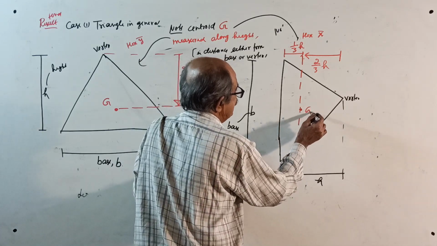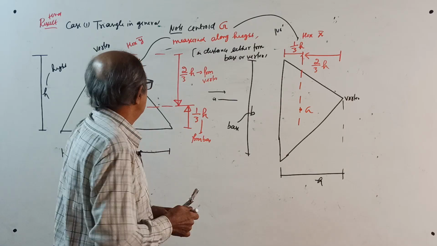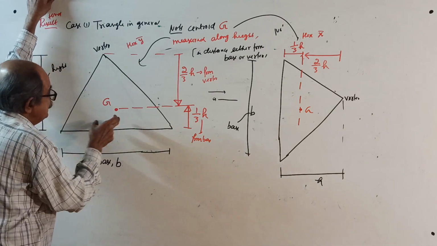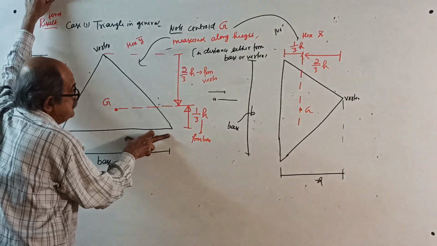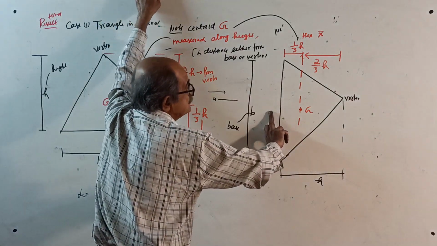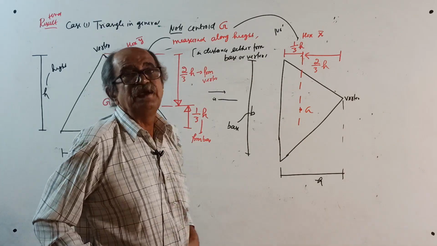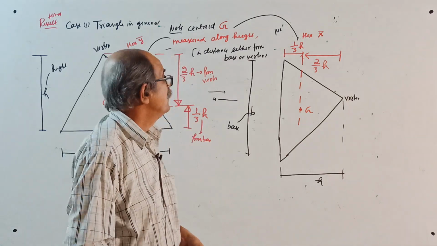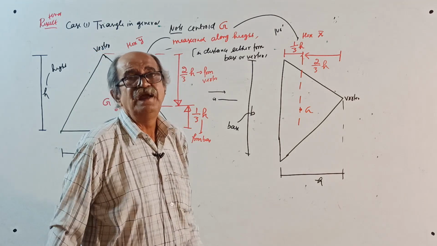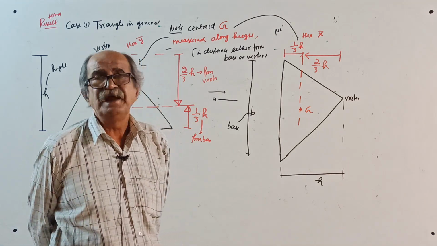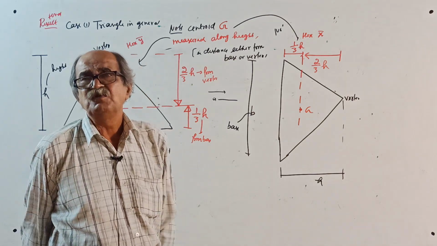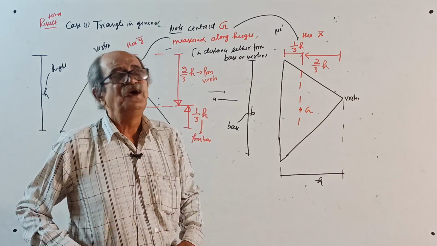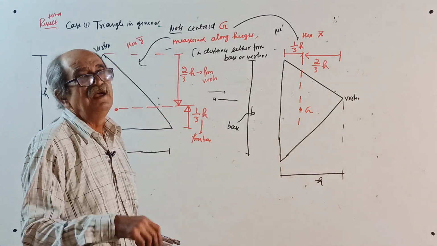This is your centroid G. In tomorrow's class, I will explain how to locate the CG along the base. What is this distance? Or what is this distance? A little work is there. I can do it either by integration or by the summation principle, dividing this triangle into 2 right angle triangles. Integration will become very lengthy, but the answer is guaranteed. Or you can use this result and get the answer.